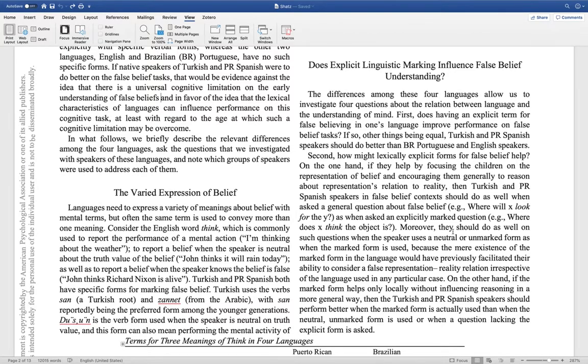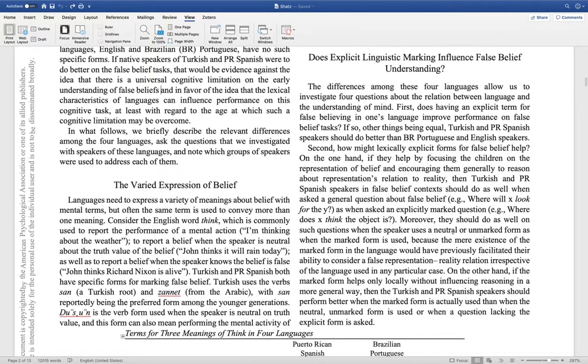So now I'm assuming we're going to get into some research and some conjecture. The differences among these four languages allow us to investigate four questions about the relation between language and the understanding of mind. First, does having an explicit term for false believing in one's language improve performance on these false belief tasks? If so, other things being equal, Turkish and Puerto Rican Spanish speakers should do better than Brazilian Portuguese and English speakers. So that's their first prediction. Having a word should make you better at these false belief tasks.